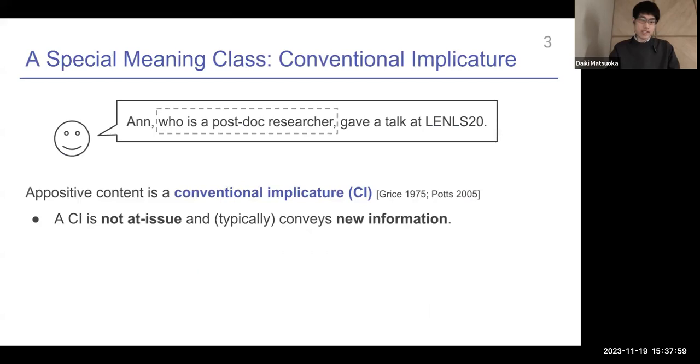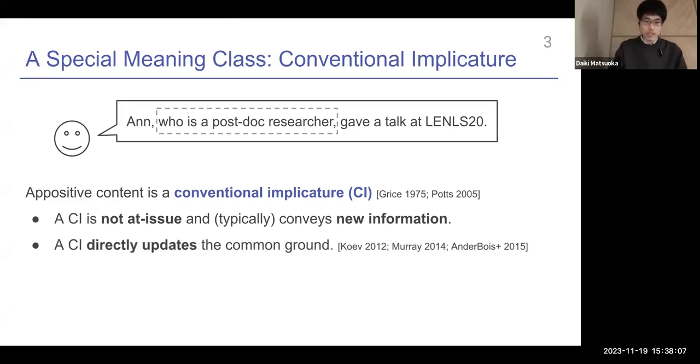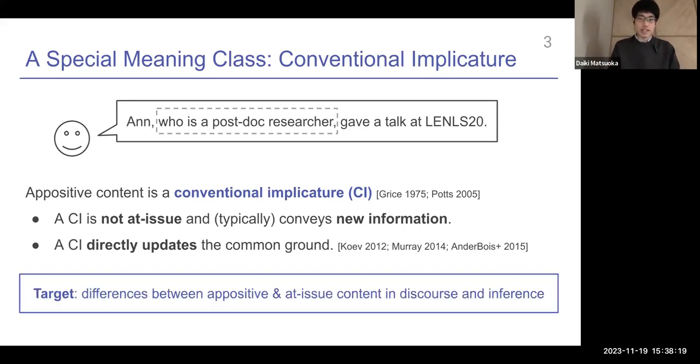Its main characteristic is that it is not at issue, and it typically conveys new information to the discourse. This leads to an important property of CIs, which is that they directly update the common ground, so the hearer cannot respond to or challenge that. This leads us to the target of today's talk: how can we analyze such differences between appositive and at-issue content in discourse and inference?